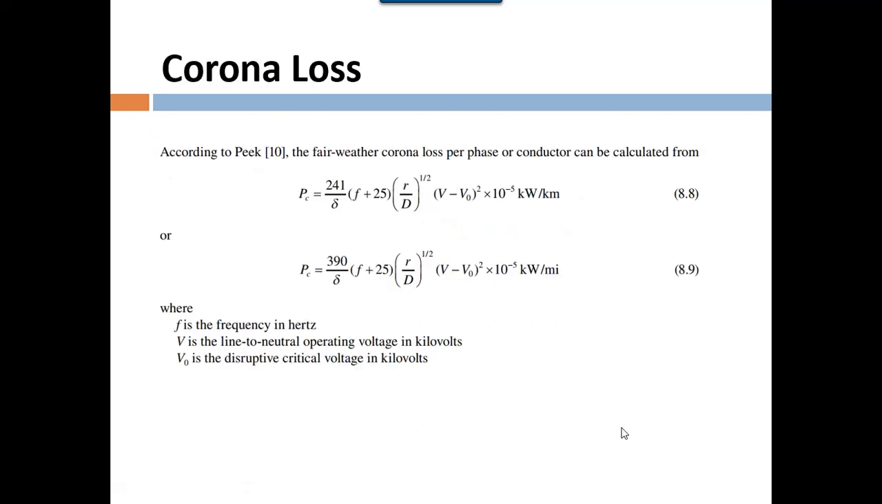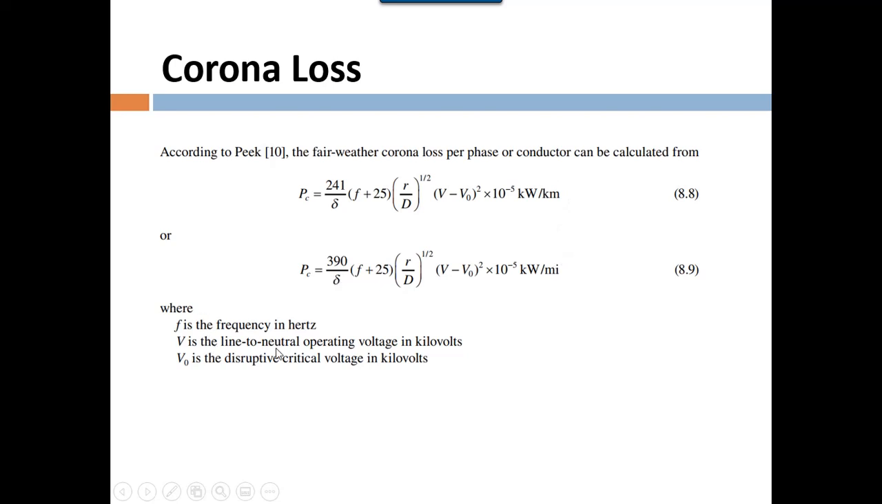Now, according to Peek, this is a reference. Scientists did research showing that the fair weather corona loss per phase of the conductor can be calculated. This is the power loss: 241 divided by delta into (frequency plus 25) into root of R by D into (V minus V naught) squared into 10 raised to power minus 5 kilowatt per kilometer. And this is another formula: 390 by delta into (F plus 3) into root of R over D into (V minus V naught) squared into 10 raised to power minus 5 kilowatt per mile. So this one is in kilometer and this one is in mile.